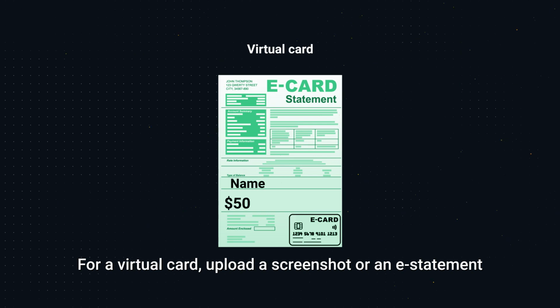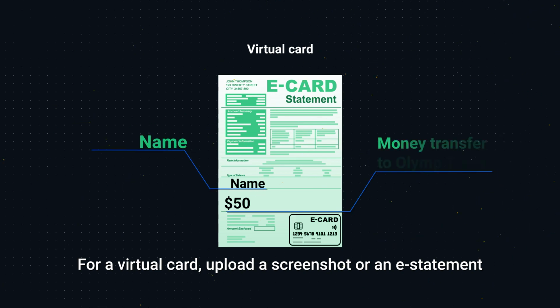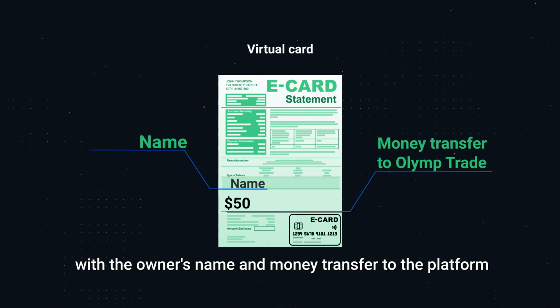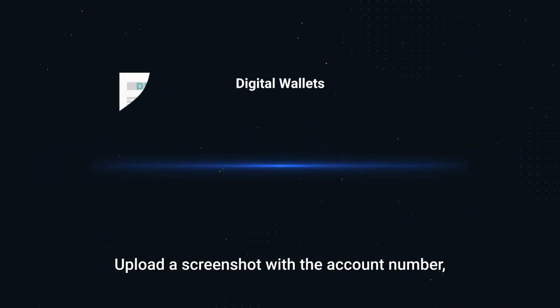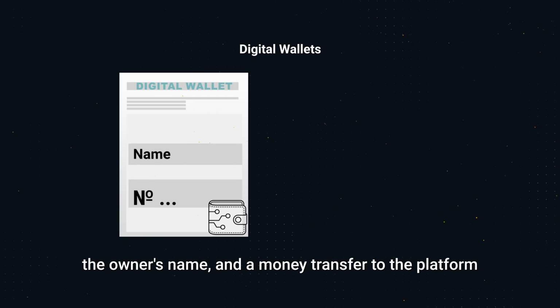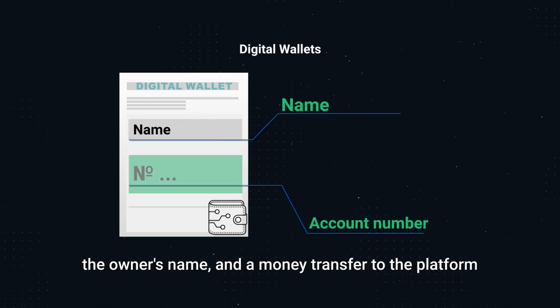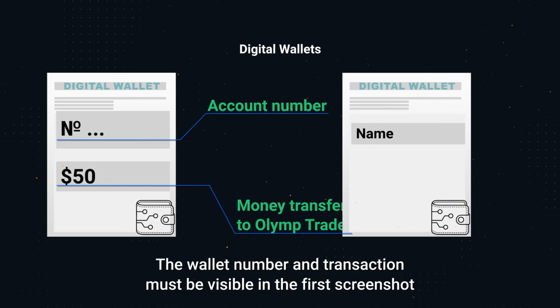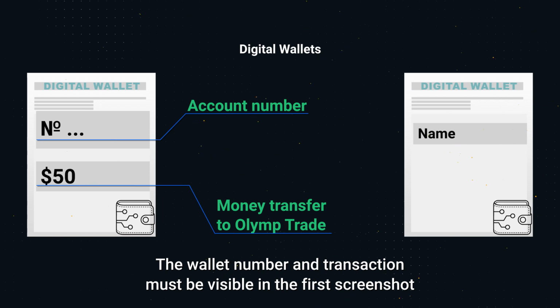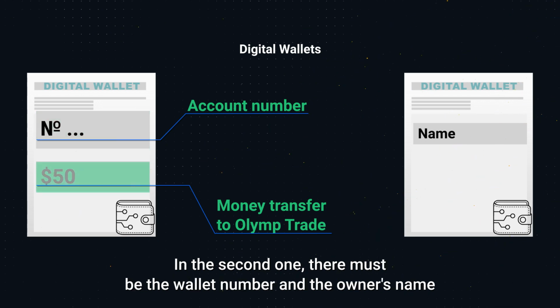If you are using a virtual card, send a screenshot or an e-statement with the owner's name and money transfer to the platform. Digital wallets. Upload a screenshot with the account number, its owner's name, and a money transfer to the platform. If the data are not displayed on one screen, send 2 screenshots. The wallet number and transaction must be visible in the first screenshot. In the second one, there must be the wallet number and the owner's name.